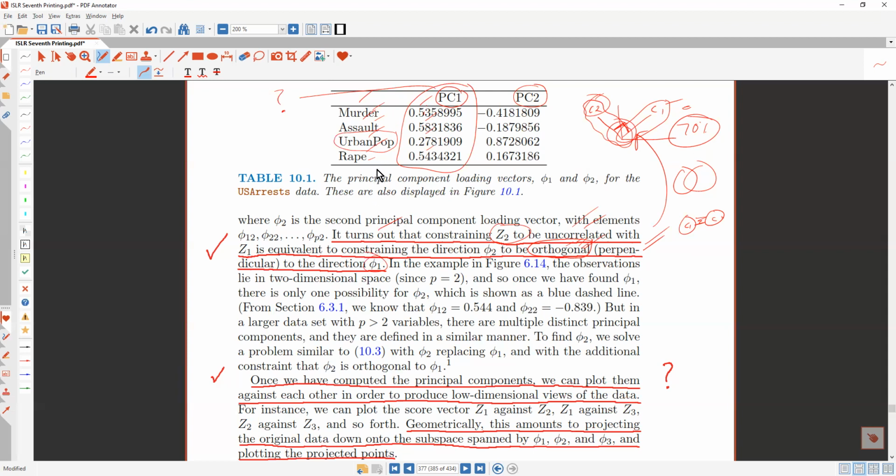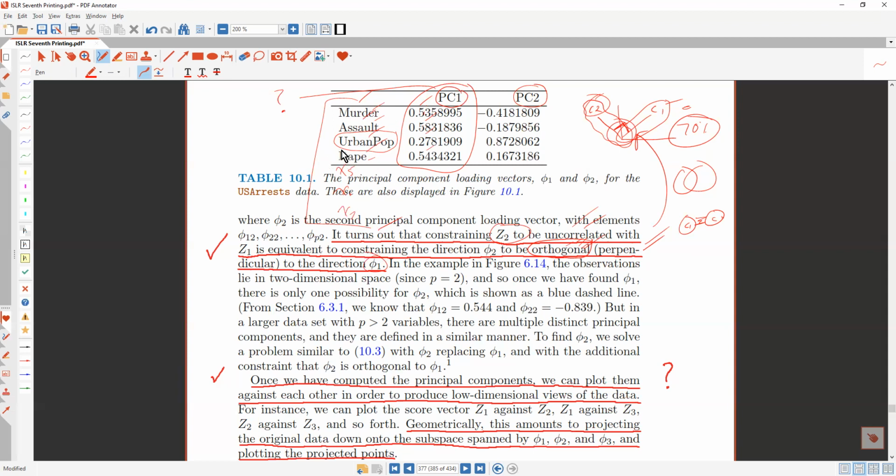Now, if you add other variables, here's the big problem. Now it gets complicated, because look, you have murder, assault, urban pop, and rape. If you add another variable, X5, X6, X7, and you redo the eigen decomposition, well, all of that is going to change a little bit. So when you look at a particular component, you're always looking at the component relative to the variables on which the component analysis was done. I can't stress enough how important that is.